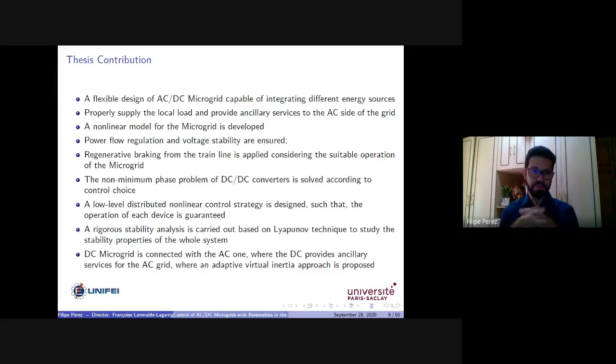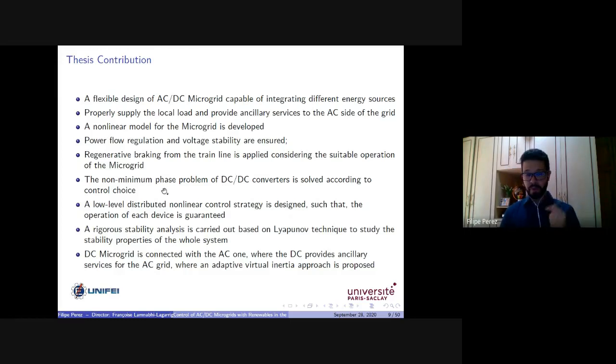So the thesis contributions are: we are designing a flexible AC/DC microgrid able to integrate different kinds of energy sources and also storage units, such that we can properly supply a local load and provide ancillary services for the AC side of the grid. To do that, we build a nonlinear model of the microgrid where we assure power flow regulation and voltage stability, and also handle the power injected from the regenerative braking process, taking a look at the stability of the system.